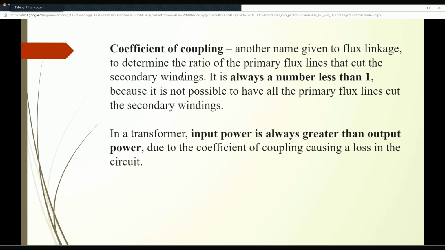We also talk about that as the coefficient of coupling, that loss that's created by this transformer. It's just always the case. Same thing with the input power. The input power is always going to be greater than the output power, once again due to the notion that you're always going to have some losses in this process.